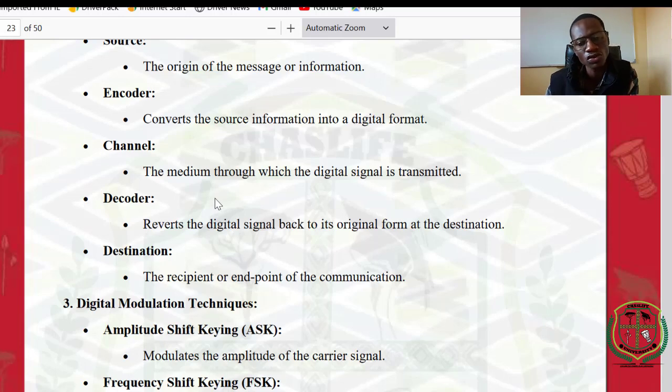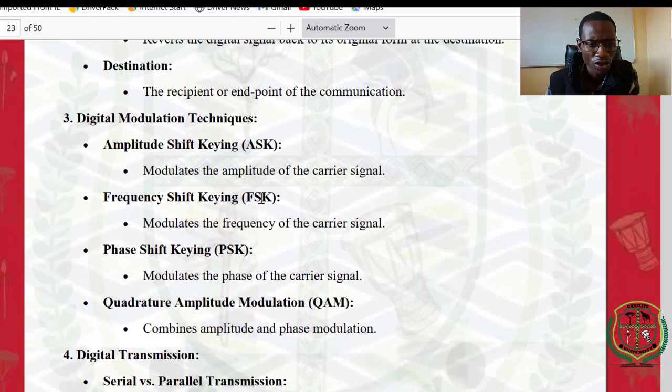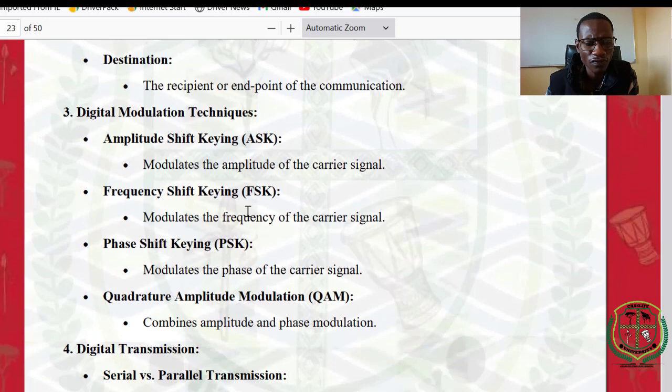In communication skills, of course, you may have learned about the decoder and the encoder. The encoder is the source. The decoder is the recipient. So the third aspect we are looking at of digital communication is the digital modulation technique. How is this information transferred?